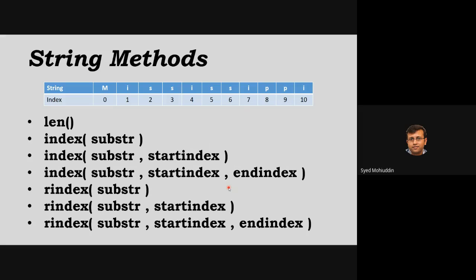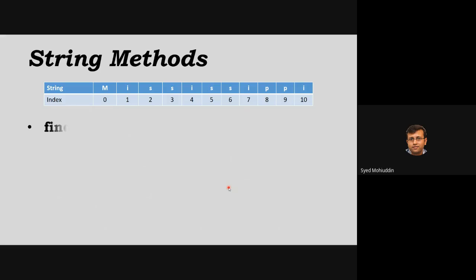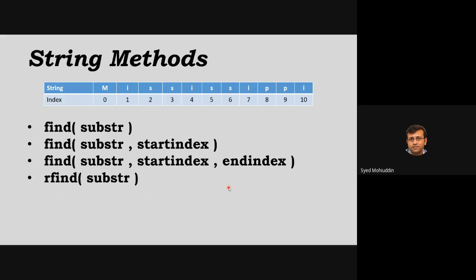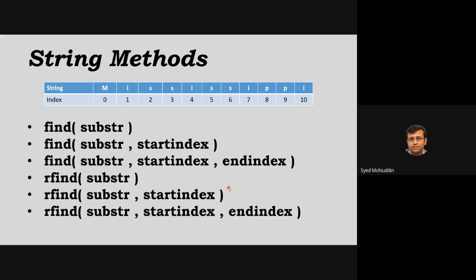Like in other programming languages, if a string is found, it will return the index. If it is not found, it will return -1. Same way here, index and rindex will not return -1 if the string is not found. It will raise a value error. But find will return -1 if the string is not found. So remember, these are the two differences. Index gives the error, but find will return -1. Now, as we have find, we also have reverse find, that is rfind, which will start finding from the reverse of the string.